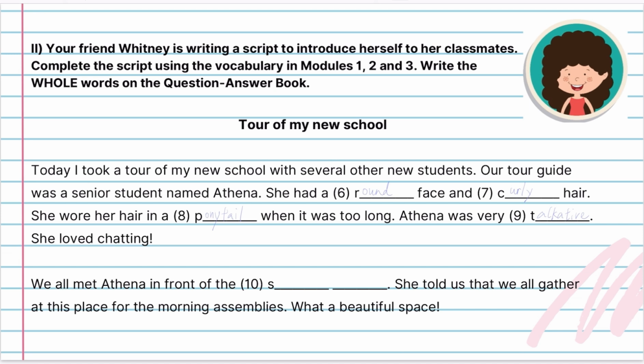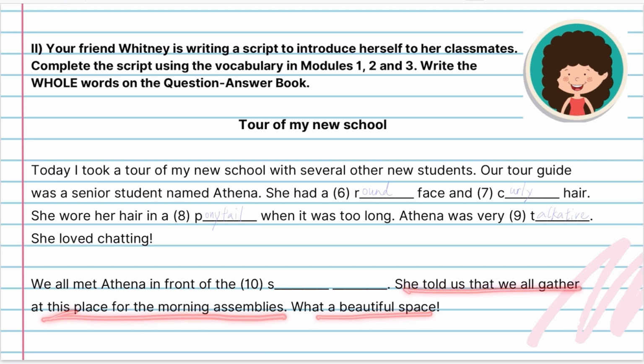Now let's move on to the next blank. We all met Athena in front of the, okay, so they gather in front of this blank. So it must be a place, right? It must be a place that they gather. And the tip is, she told us that we all gather at this place for the morning assemblies.